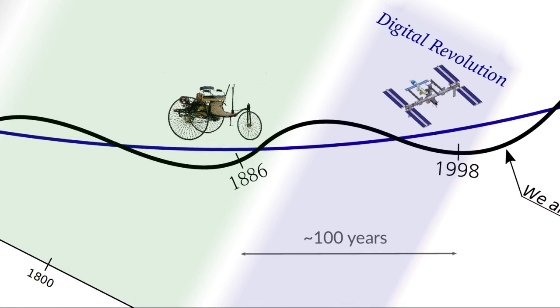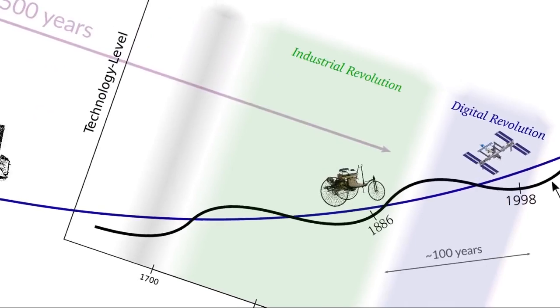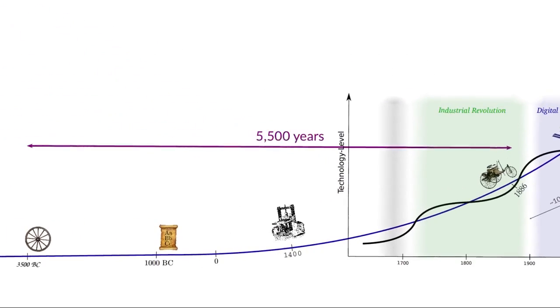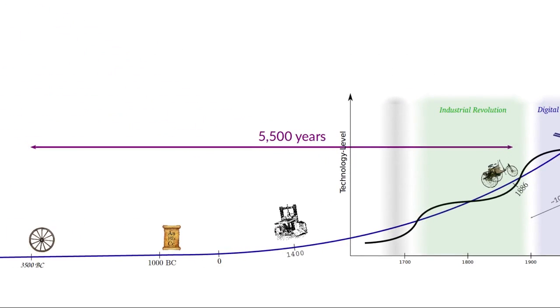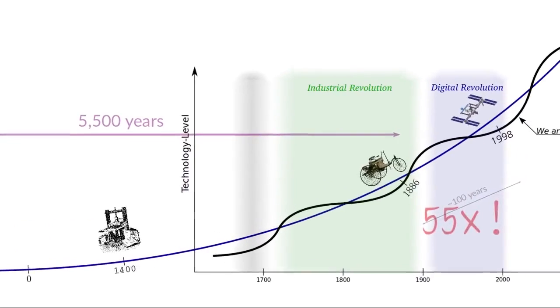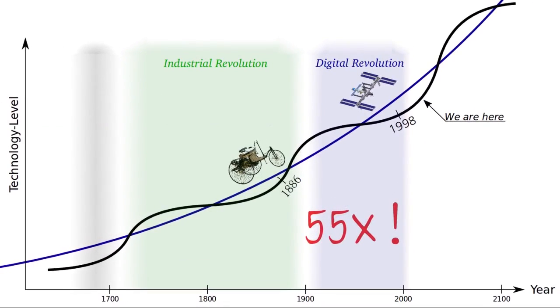But on the other hand again, it took almost 5,500 years from the invention of the wheel to the first motorized car. So it took 55 times longer from the invention of the wheel until the first motorized car was built than it took from the first motorized car to launch the ISS. So we very clearly can see that the overall development of new technology got incredibly accelerated in recent history.